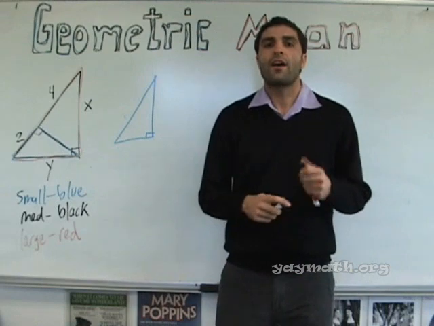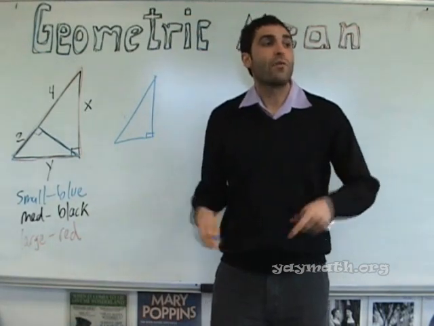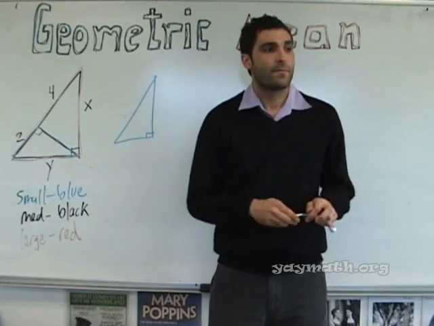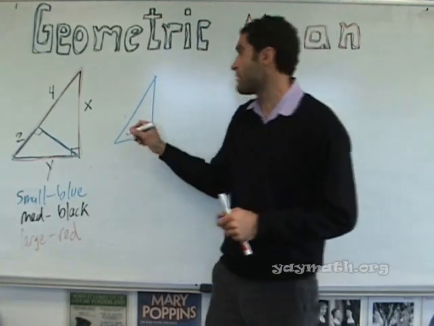Now, talking about the small triangle, we need to look at it closely and figure out where is the hypotenuse. Which side is the hypotenuse? Y. How do you know it's Y? It's opposite the right angle. Right angle, correct. It's opposite the right angle. So, let's put Y here.